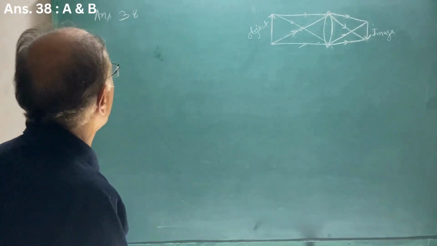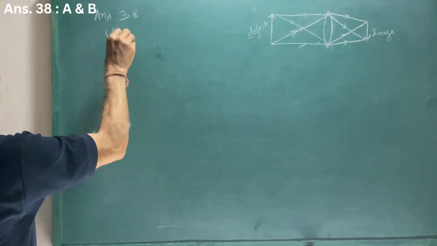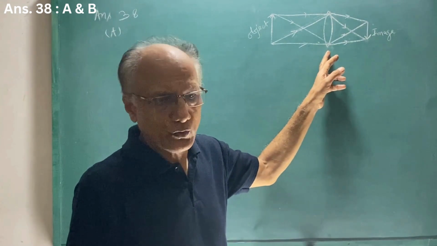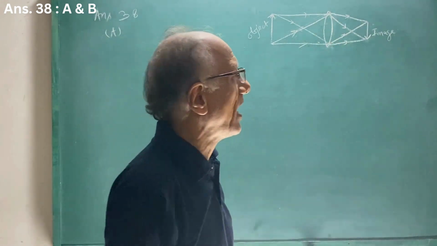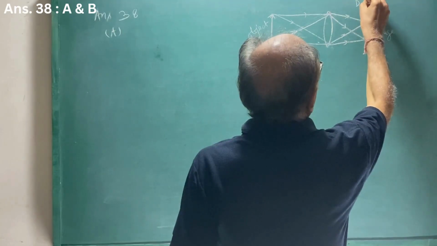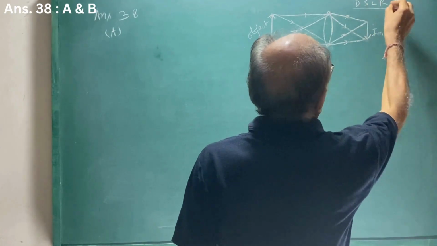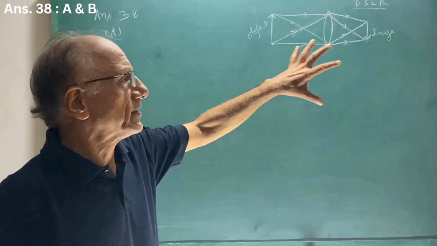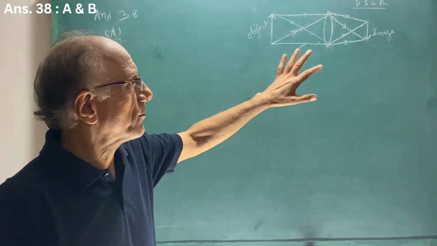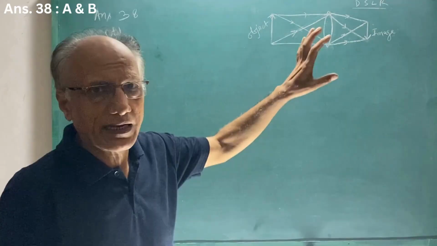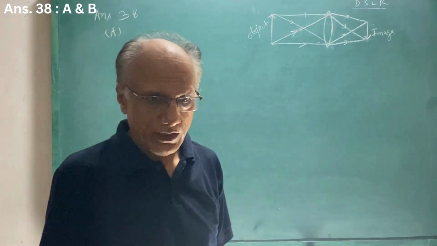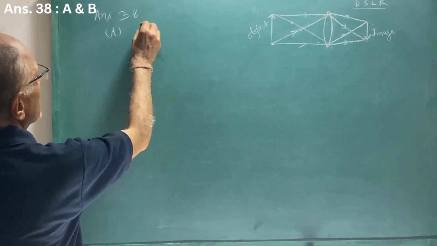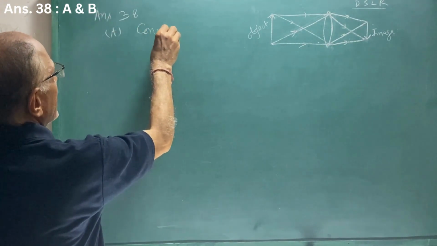First, A. What type of lens is used in the DSLR? The physical diagram is given in your question paper, I am not drawing it. Only the ray diagram I have drawn. So what kind of lens is this? Of course, this is a convex lens.